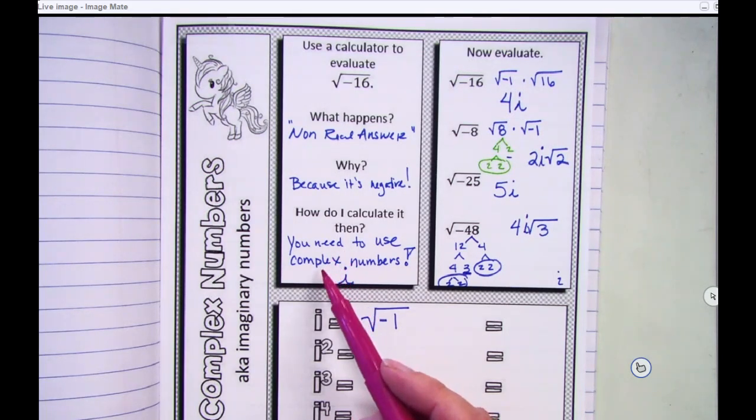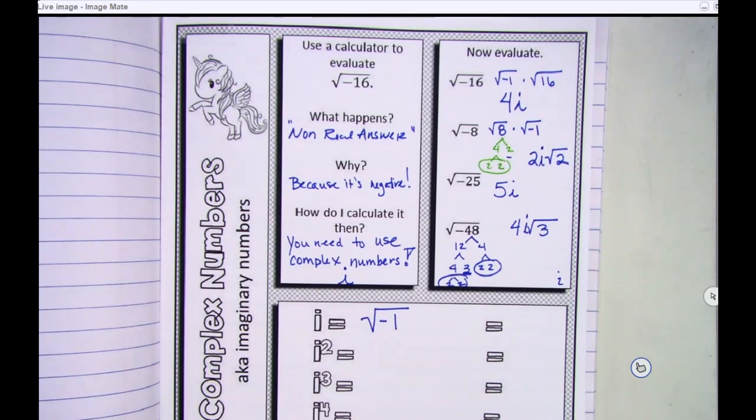Architecture, electricians use complex numbers. This is actually something that people use in real life. It's not just some magic thing that we do in math too.